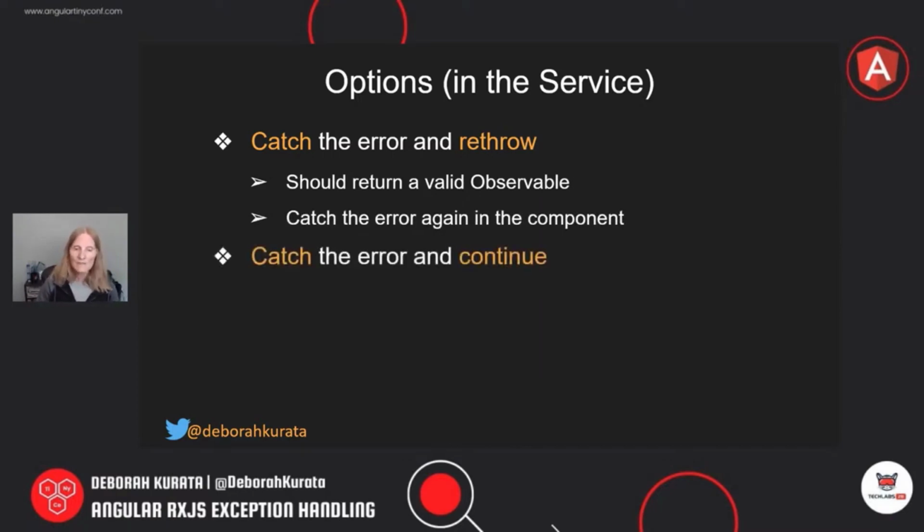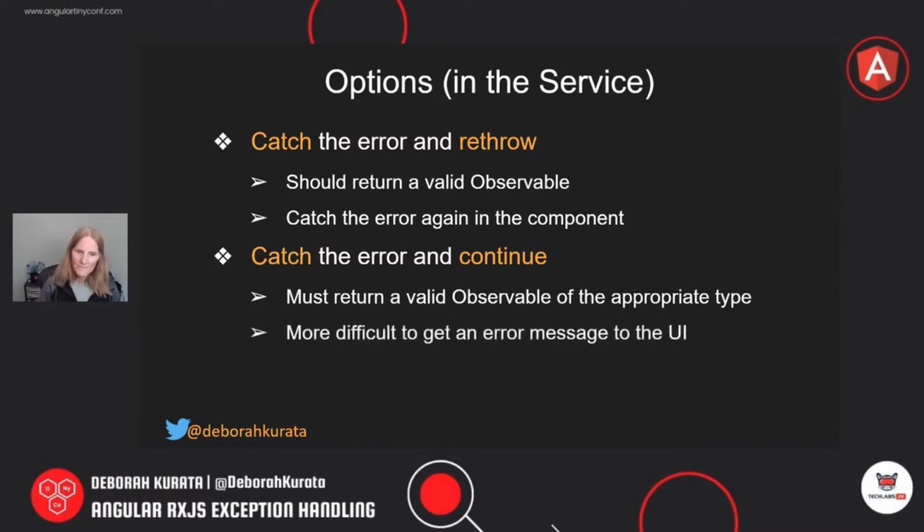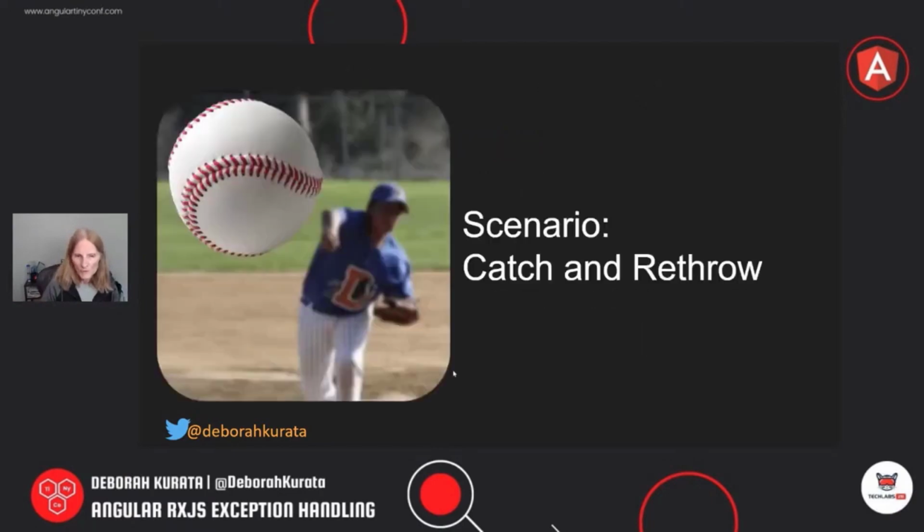Another option is to catch the error and continue. So we just catch it to keep the observable from terminating and then continue along. In this case, it must return a valid observable of the appropriate type. And it is sometimes more difficult with that approach to get an error message to the user interface because we're not rethrowing to the user interface. And we'll look at some solutions for that.